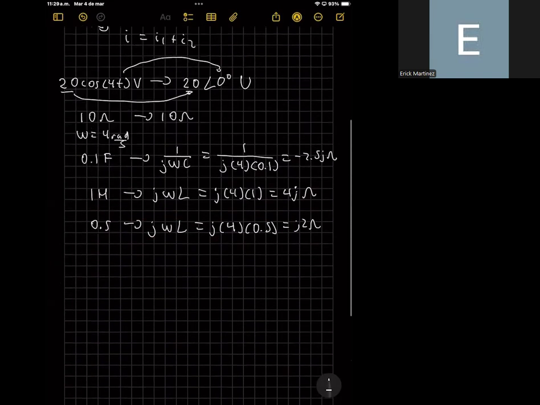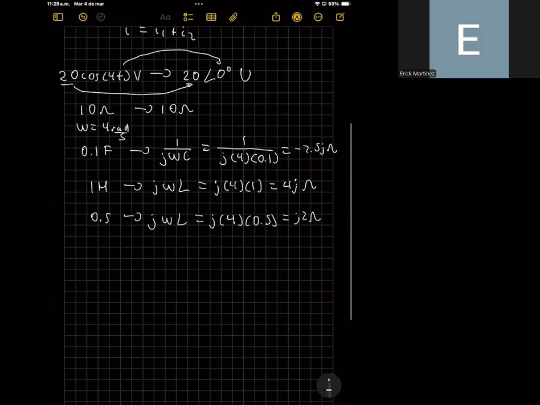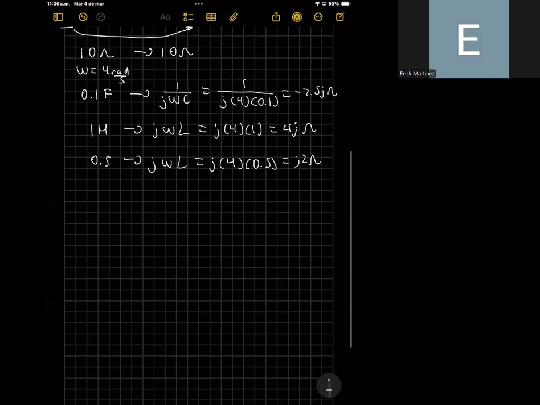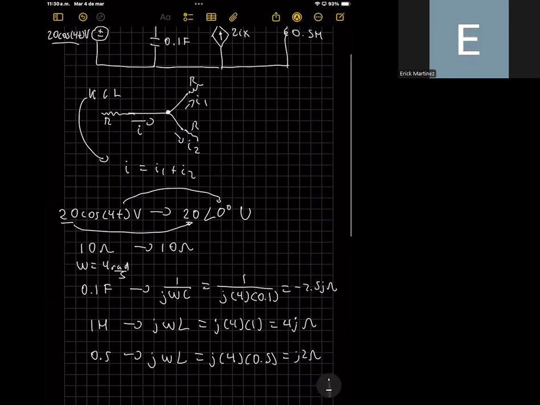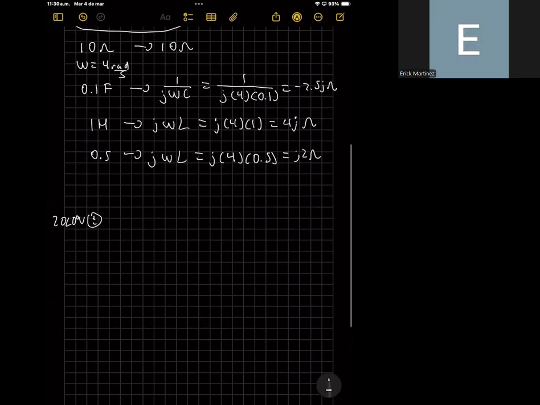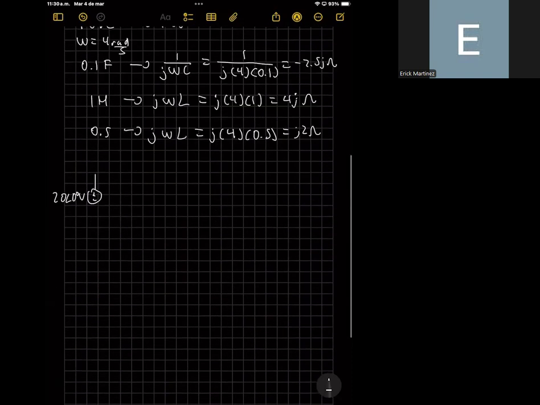Now that we have converted all the elements into the frequency domain, or its impedance equivalent, we can rewrite the circuit. Here we have the voltage source that has a phasor equivalent to 20 with an angle of 0 degrees volts. Also, we have here the resistor of 10 ohms.